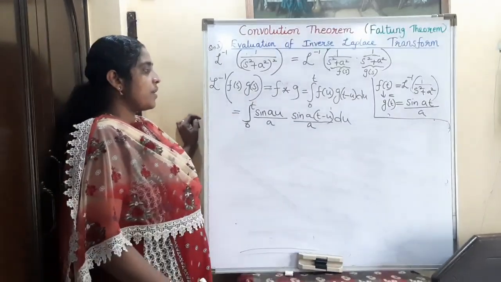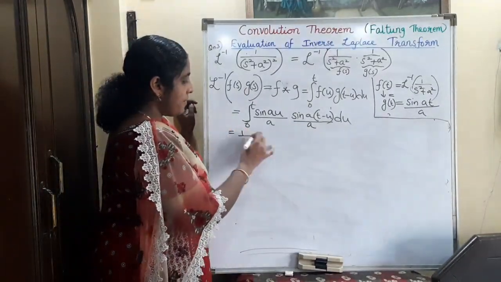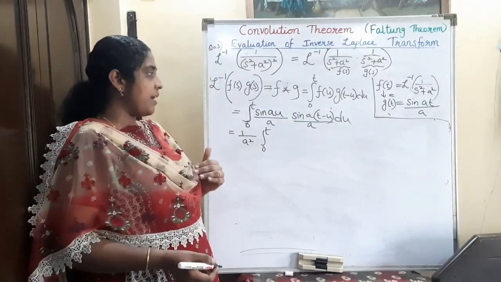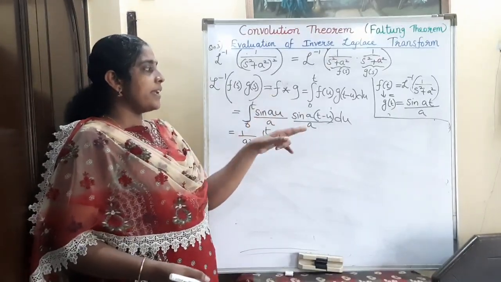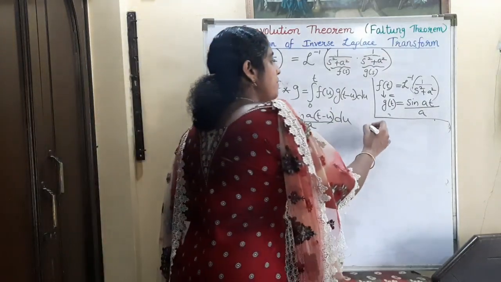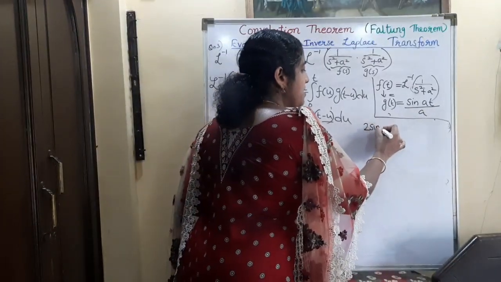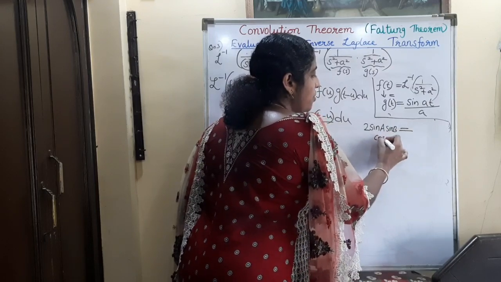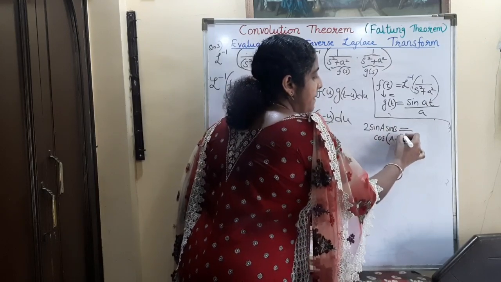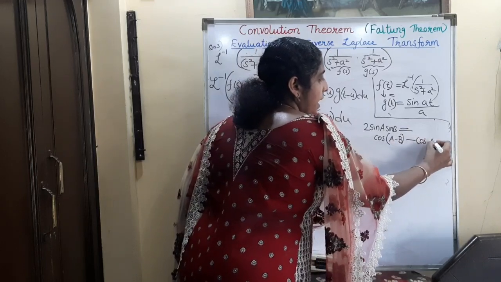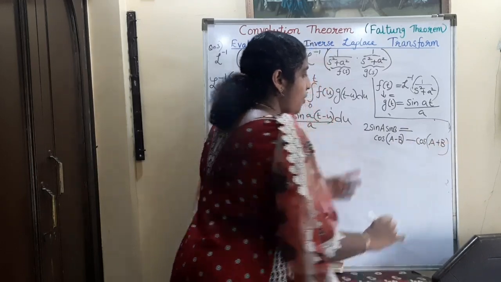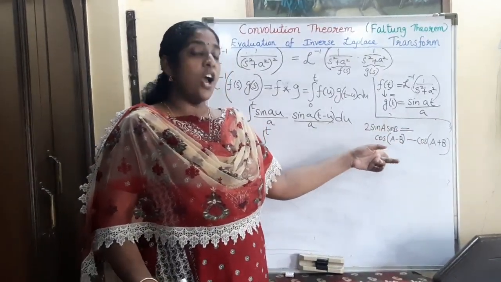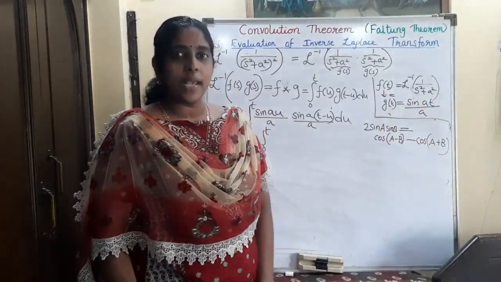Now this is 1 by a square, integral 0 to t, I have taken outside, sine a u into sine a(t minus u). So we should know this trigonometric relation. What is 2 sine a sine b? 2 sine a sine b is equal to cos(a minus b) minus cos(a plus b). If it is 2 cos a cos b, then cos(a plus b) plus cos(a minus b). If it is 2 sin a sin b, cos(a minus b) minus cos(a plus b).